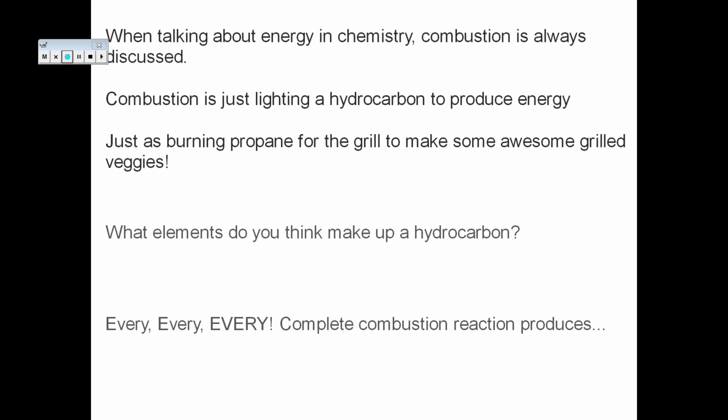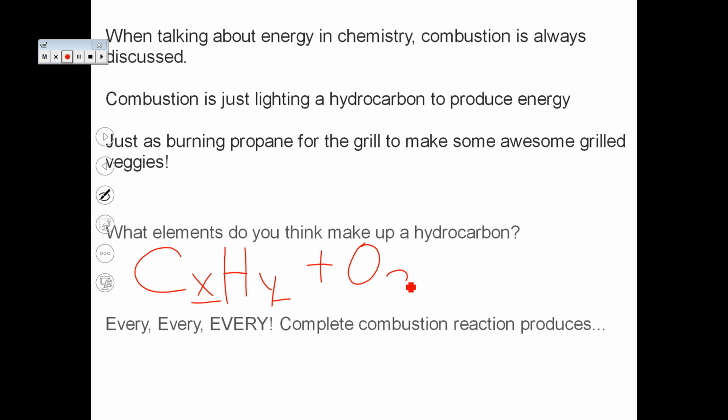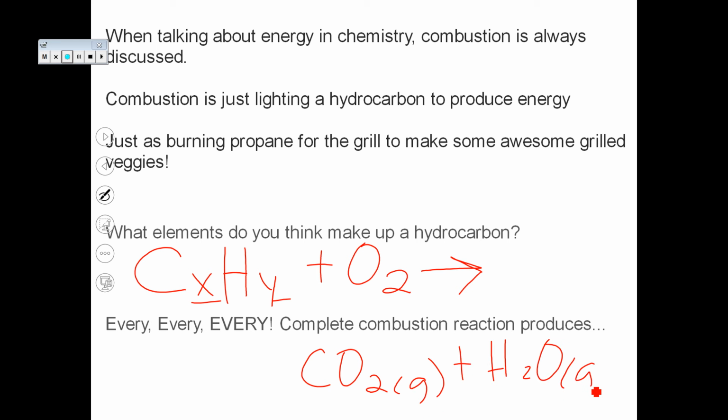So the first one we're going to talk about is a combustion reaction because it's sort of the easiest. A combustion reaction involves a hydrocarbon. A hydrocarbon, remember, is anything that contains carbons and hydrogens, and they can be in any ratio. These X's and Y's stand for any whole number integers. And remember, you always react the hydrocarbon with oxygen, and your products are always going to be CO2 gas and H2O gas. So there's really no predicting for combustion because it is always going to be these two products.